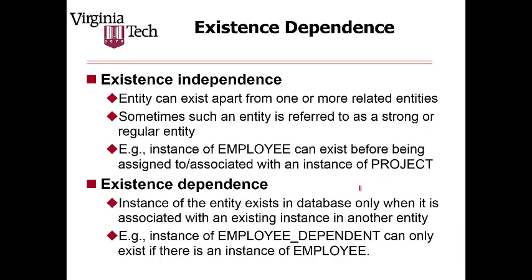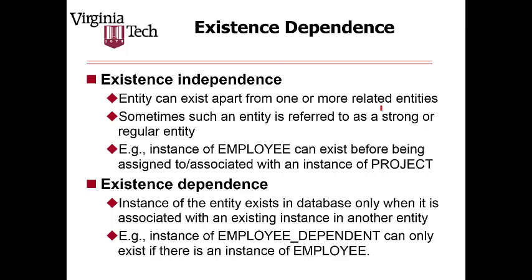Well, dependence is this idea that some entities can't really exist until another entity exists. For example, an employee dependent couldn't exist until there's an employee. What that means is there must be an instance in the employee entity before there is an instance for that employee in the employee dependent entity. And that is the simple idea of dependence.